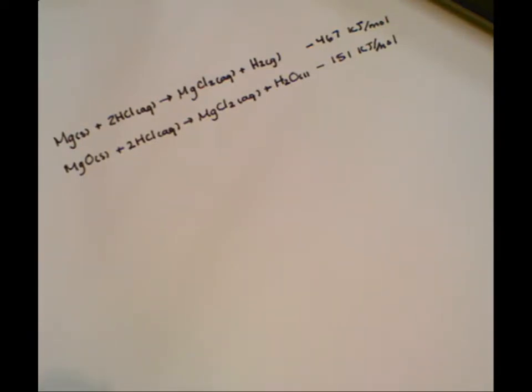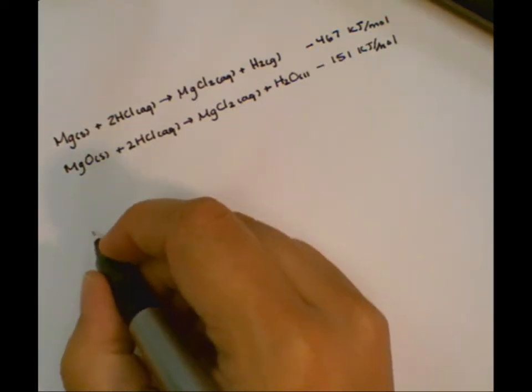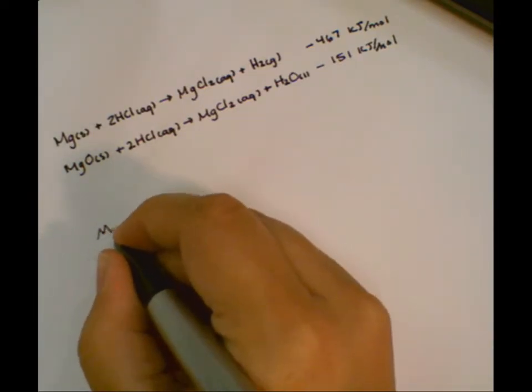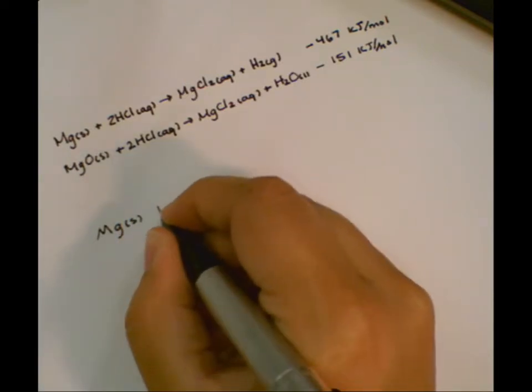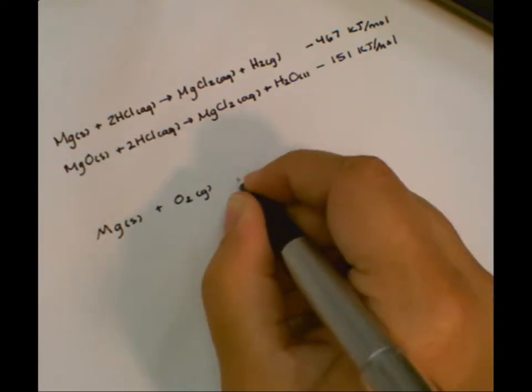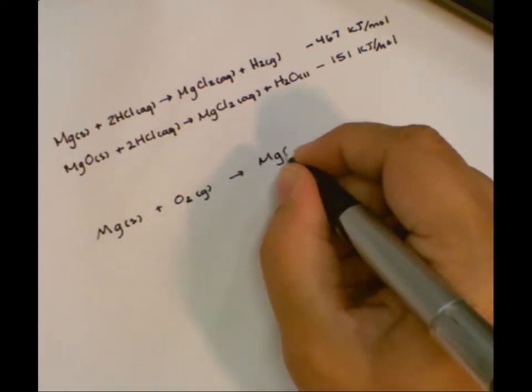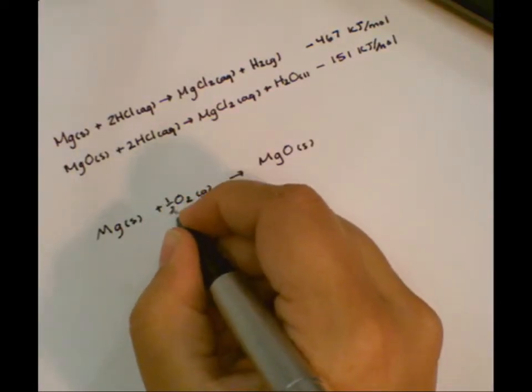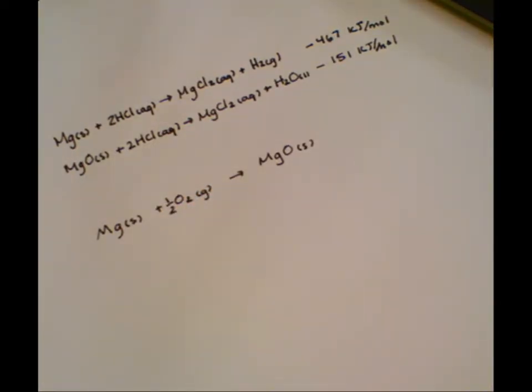So we have to calculate the delta H for the overall reaction, and we're going to do that by using Hess's law. The first thing that we need to do is figure out what our overall equation is. It asks us to find the delta HF for magnesium oxide, so the overall equation is going to be the formation of magnesium oxide. That looks like magnesium solid plus oxygen gas gives us magnesium oxide. Then we want to make sure that we balance this equation, so we're going to put a half in right here. So that's the overall equation that we are looking for.